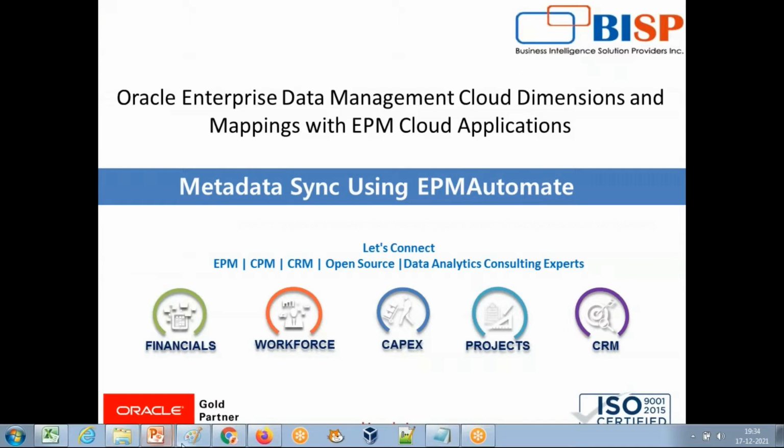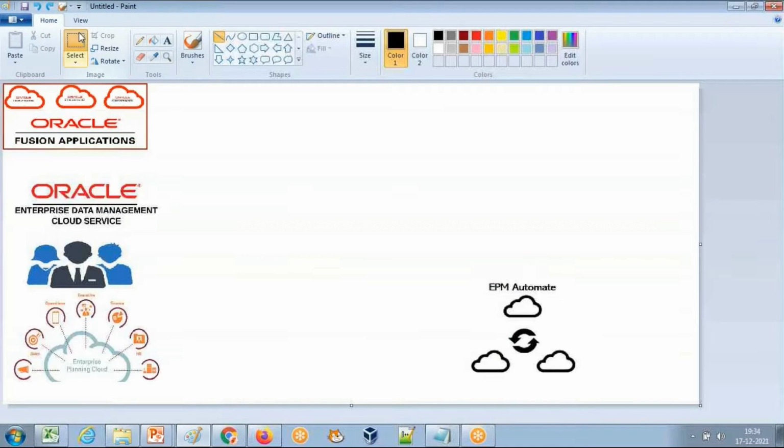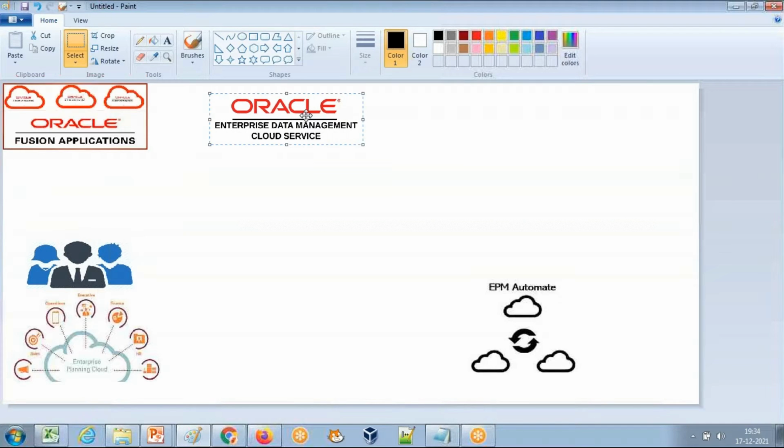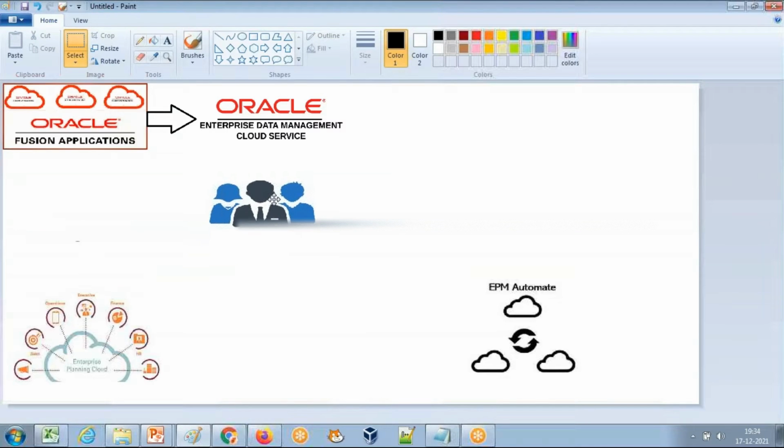So let's see what our story is. In my story, my source system is an Oracle Fusion application. From there, I'm going to bring my product dimension and put it into EDMCS. So I have a planning module application in EDMCS, and I'm going to put all my metadata files, my dimension hierarchy, into EDMCS.